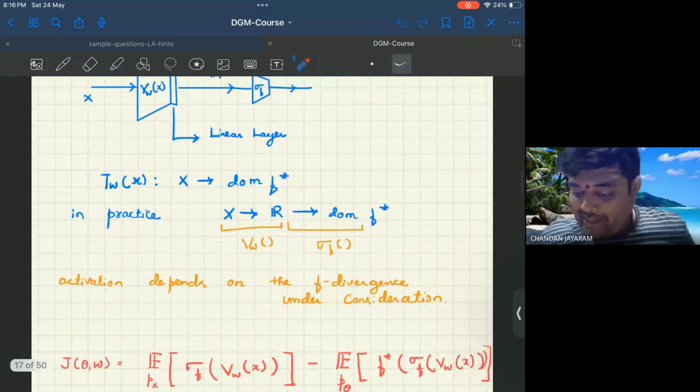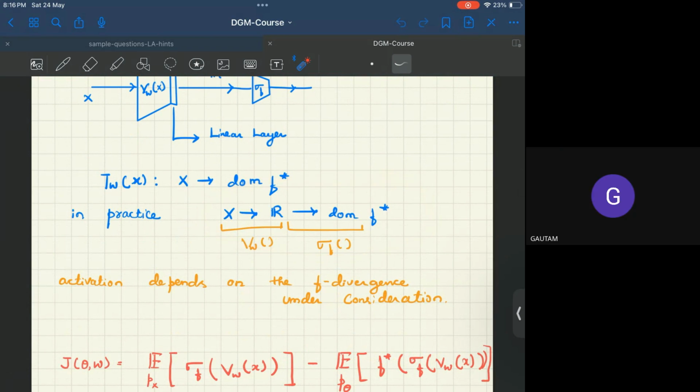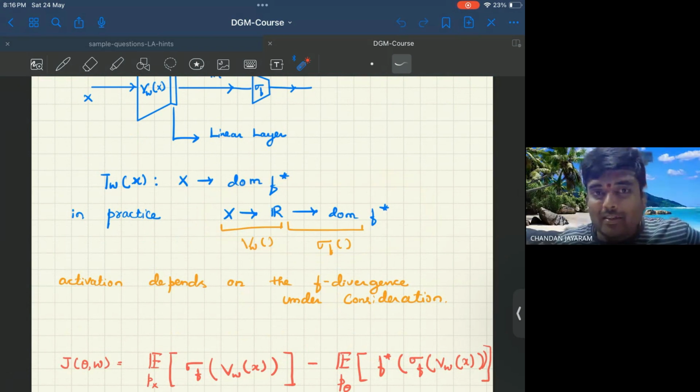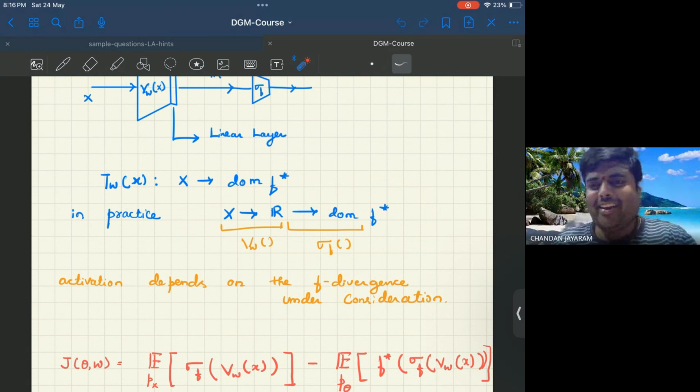Yes, that's this part. Why can't the neural network map from X to the domain of F star directly? Why do we need to split it into two parts?